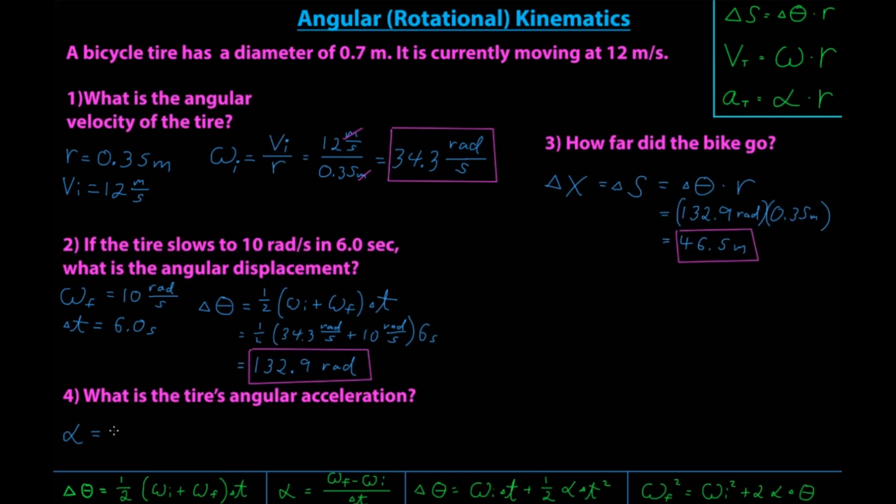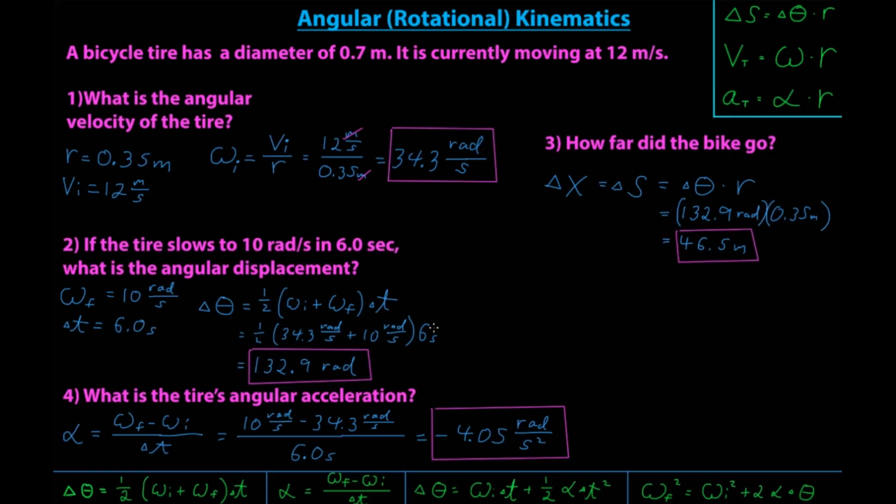And I don't need to list any more givens because we already have them. Alpha is omega final minus omega initial over time: 10 radians per second, minus 34.3 radians per second, over 6 seconds, gets me negative 4.05 radians per second over seconds, which is radians per second squared.